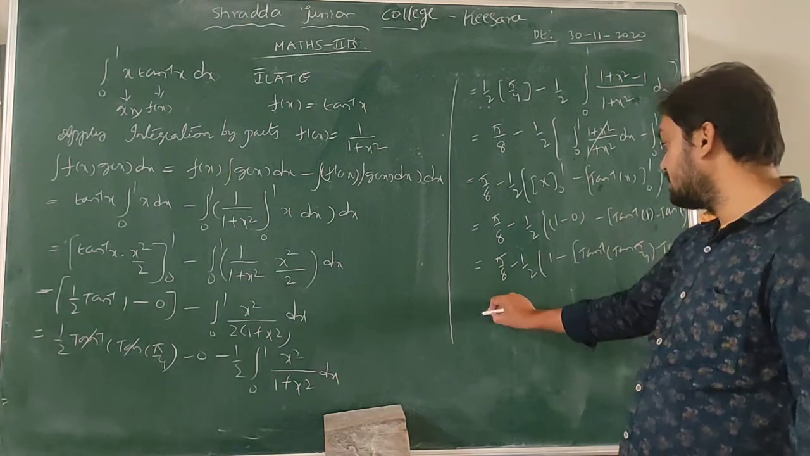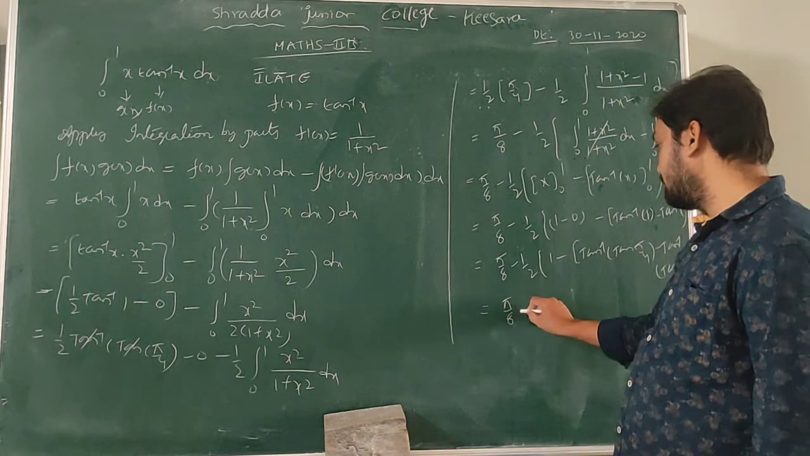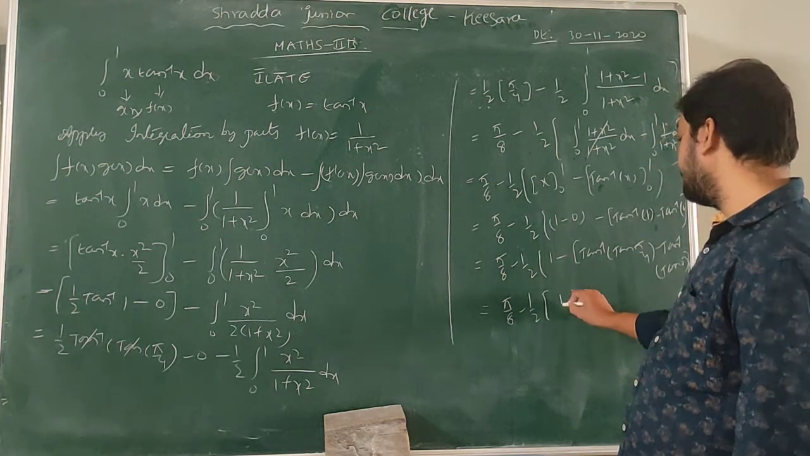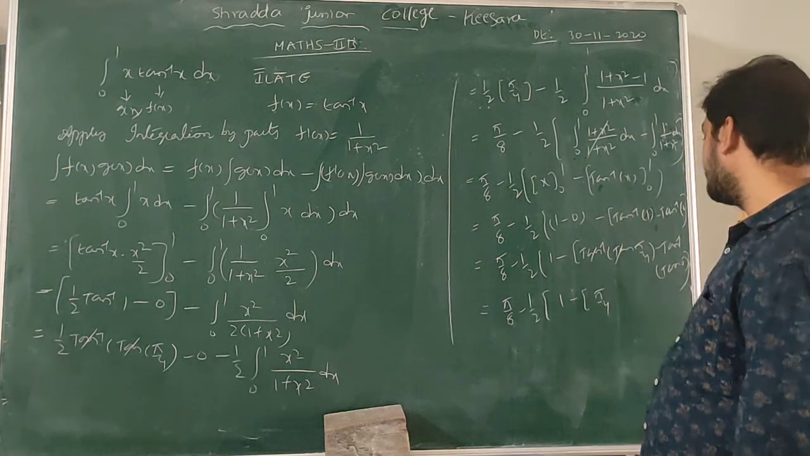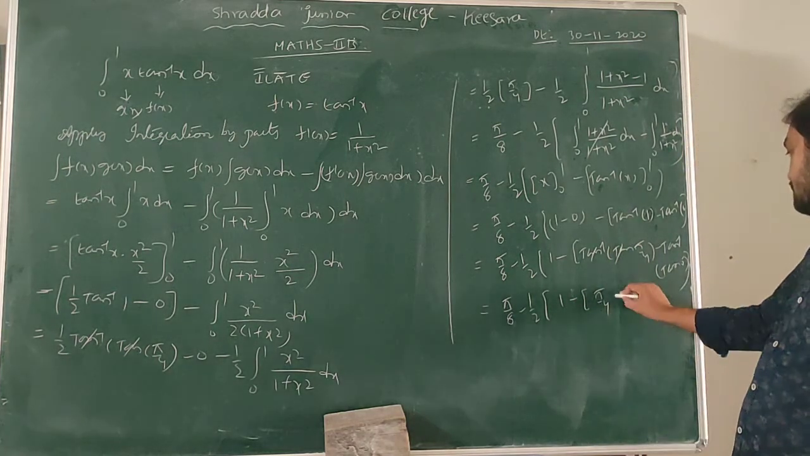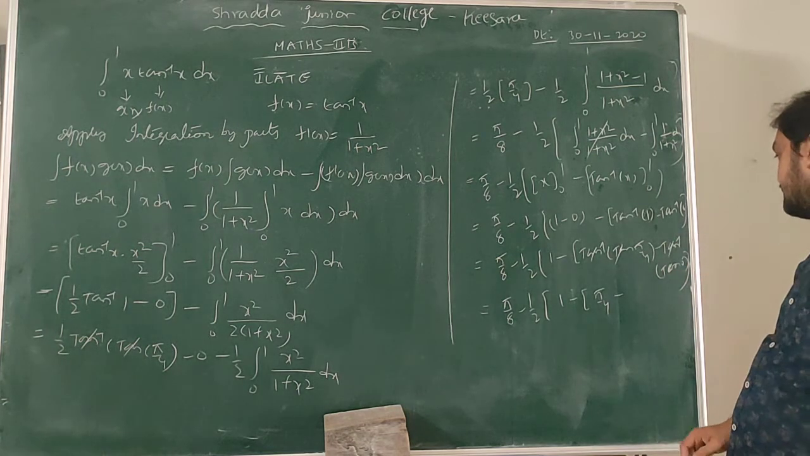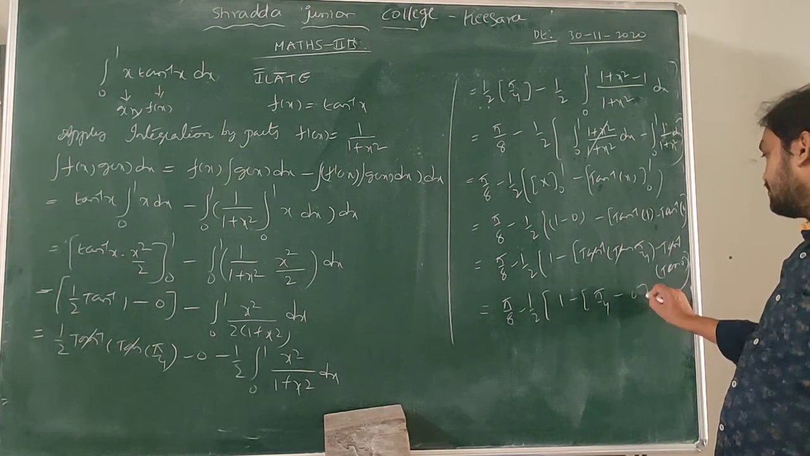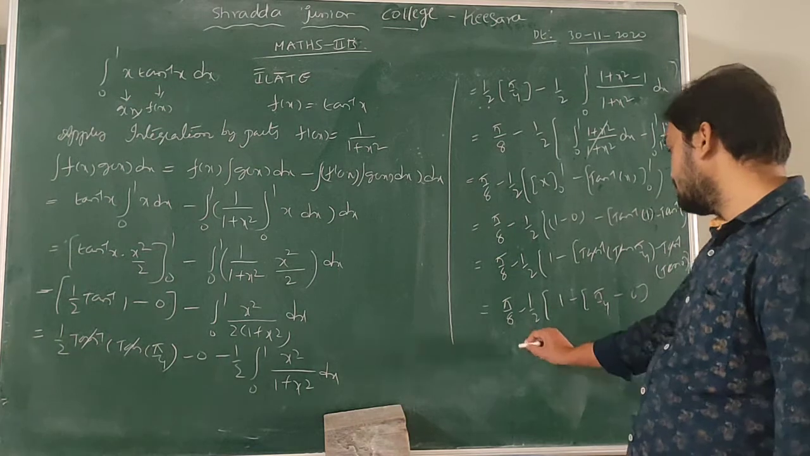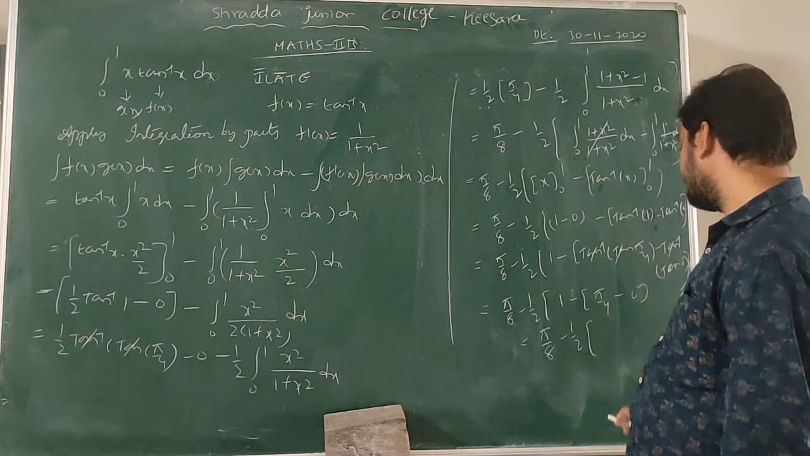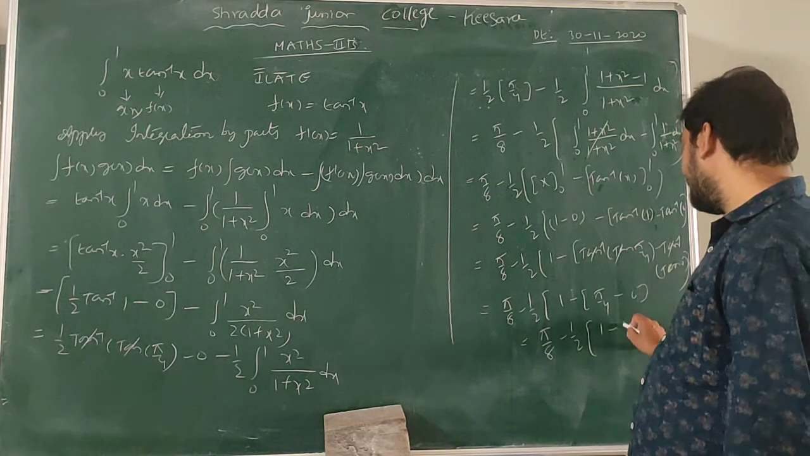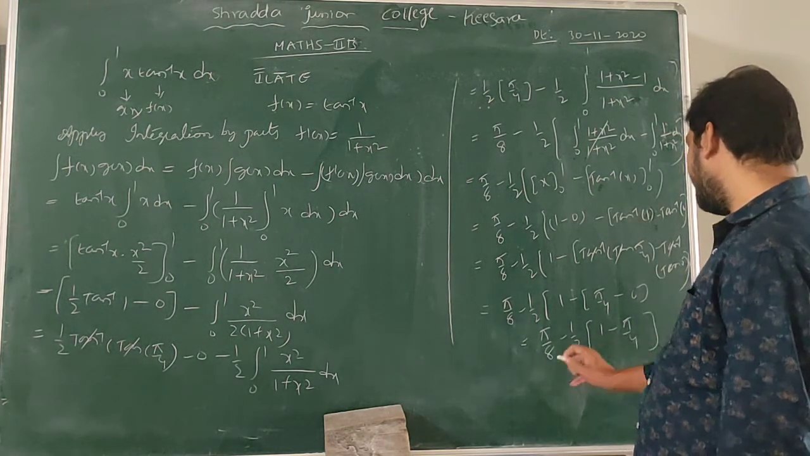So this is equal to 5 by 8 minus 1 by 2. Tan inverse gets cancelled. Minus 5 by 4 minus tan inverse gets cancelled. So now see, this is 0. Now here, 5 by 8 minus 1 by 2. What we are getting here? 1 minus 5 by 4.